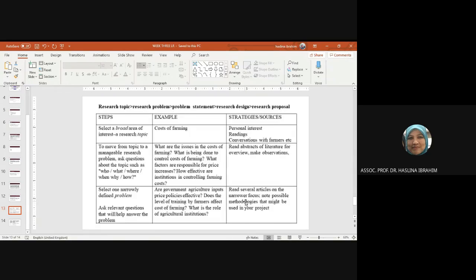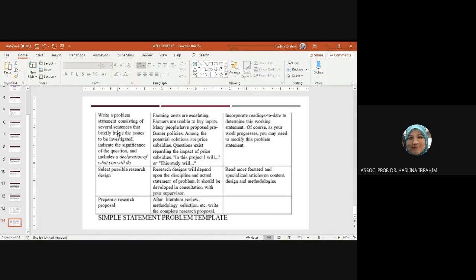And then this author said, read several articles on the narrower focus. Now you can start zooming into the articles. Note possible methodologies. This is also important: what methodologies are appropriate for that particular problem, for that particular question. And then you start with the problem statement. So this technique says maybe you can write several sentences that briefly frame the issue to be investigated, indicate the significance of the questions, and include a declaration of what you will do.